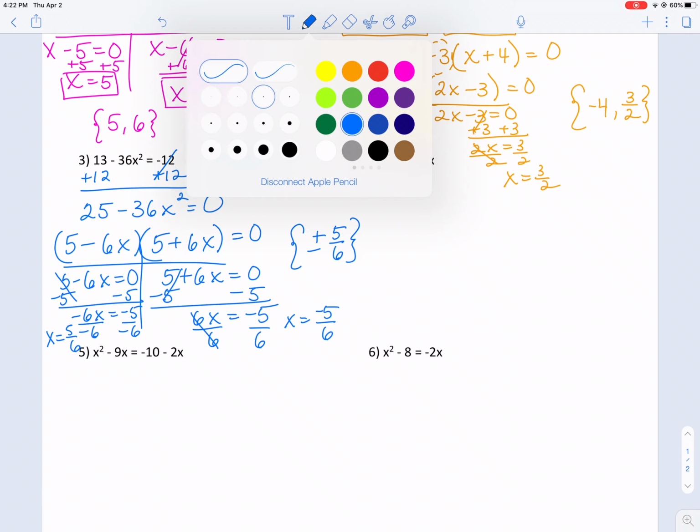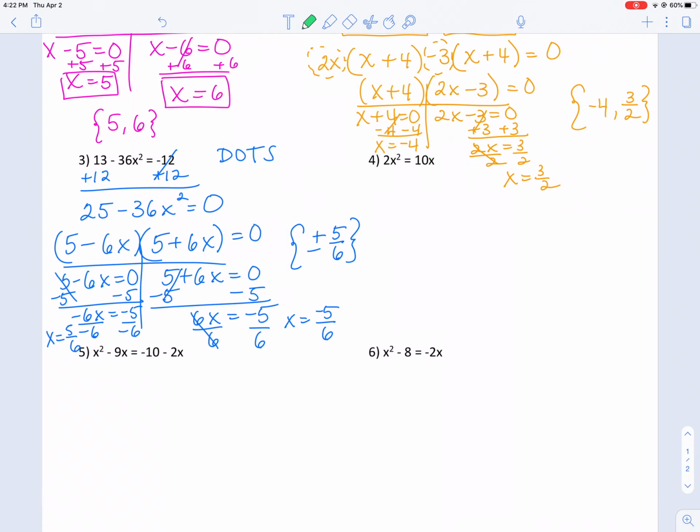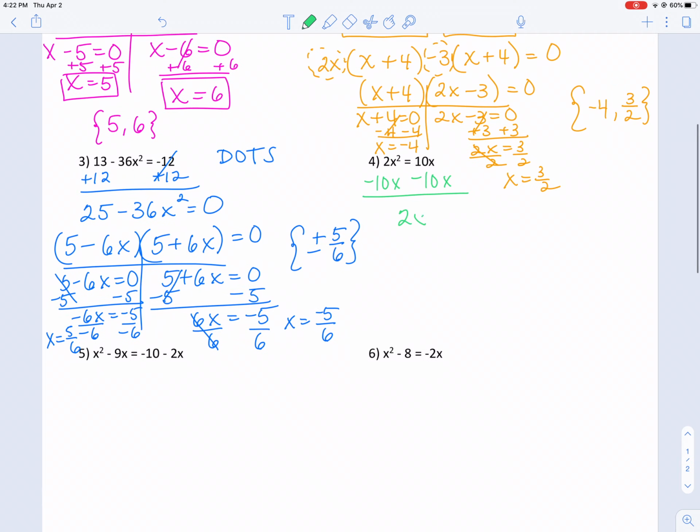In number 4, new color. Is it in standard form? No, it's not equal to 0. I would move this 10x over. Okay, so that's going to give me 2x squared. They're not like terms. Minus 10x equals 0.